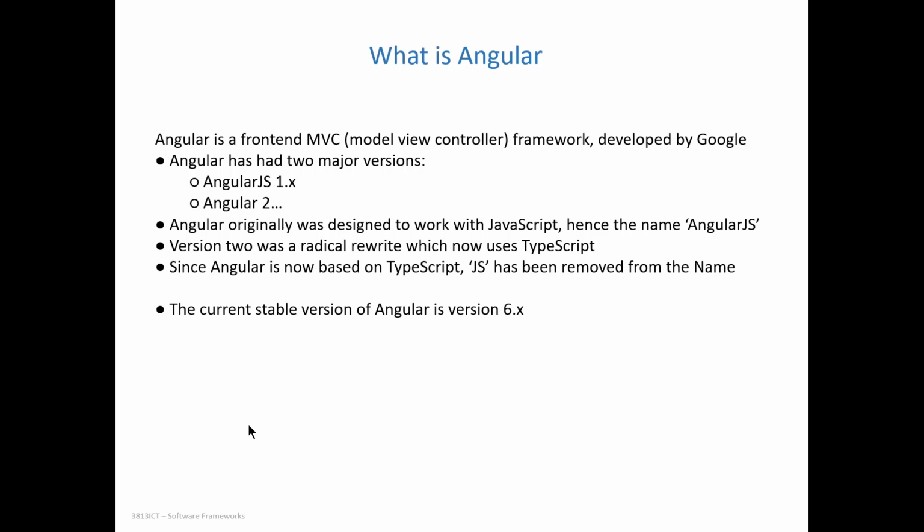AngularJS was originally designed to work with JavaScript, thus the name AngularJS. But as of the second revision, they changed it to use TypeScript, so the name was changed to just Angular. I think the current version of Angular, as we're doing this video, is Angular 6. Angular 7, I think, is planned for sometime in October 2018, something like that.